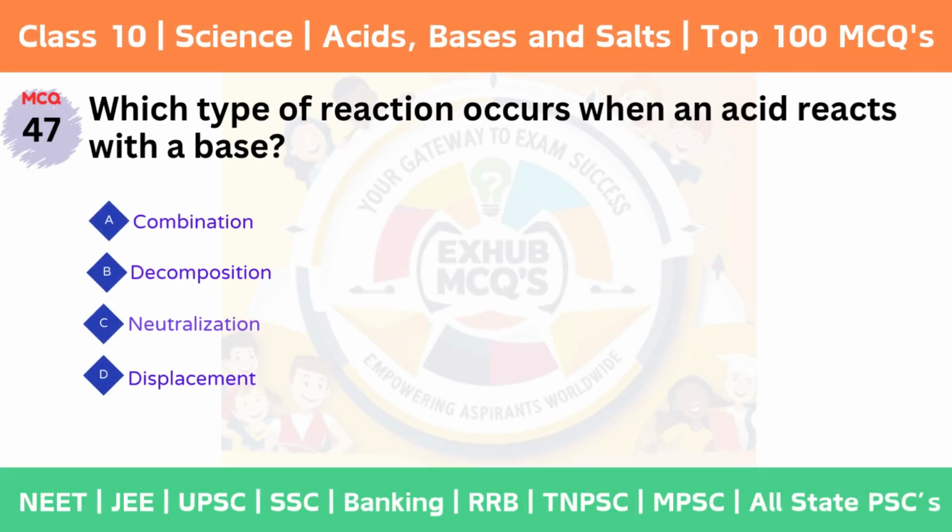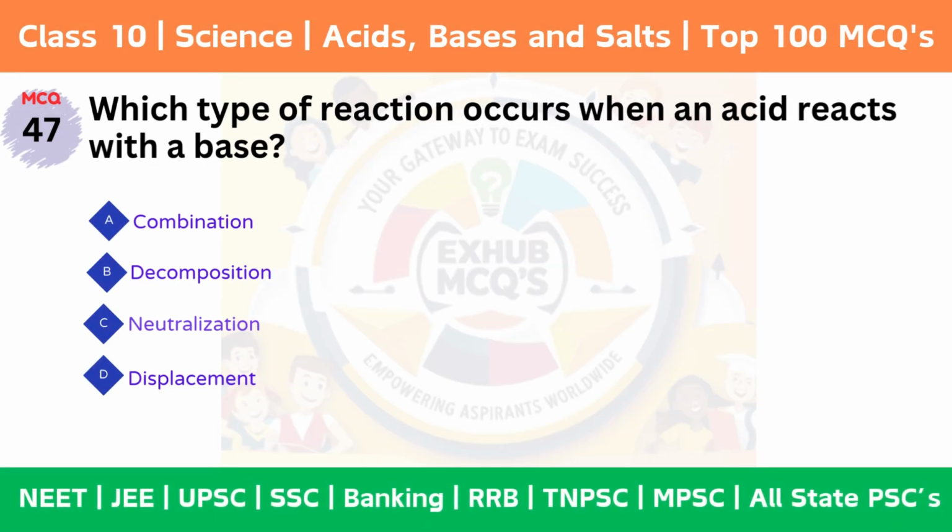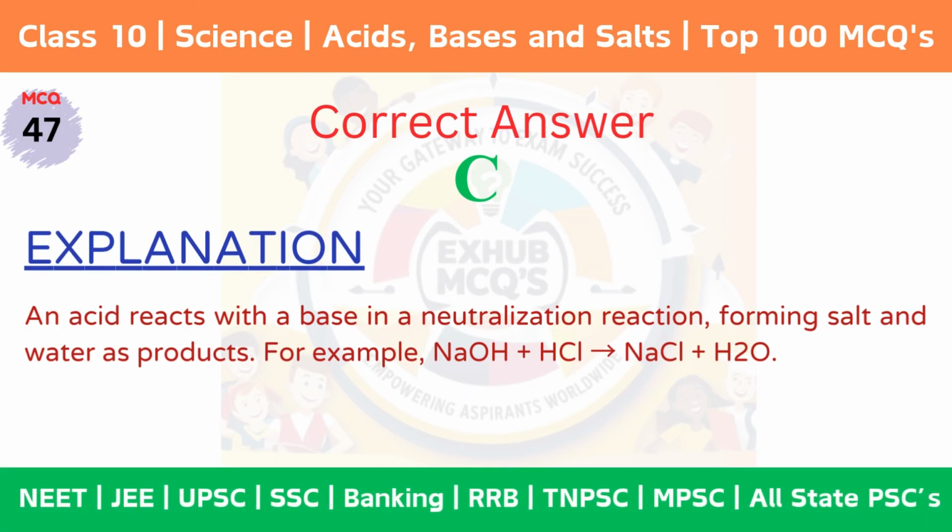MCQ 47. Which type of reaction occurs when an acid reacts with a base? Option A, combination. Option B, decomposition. Option C, neutralization. Option D, displacement. The correct answer is option C, neutralization. Explanation. An acid reacts with a base in a neutralization reaction to form salt and water. For example, HCl reacts with NaOH to produce NaCl and water.